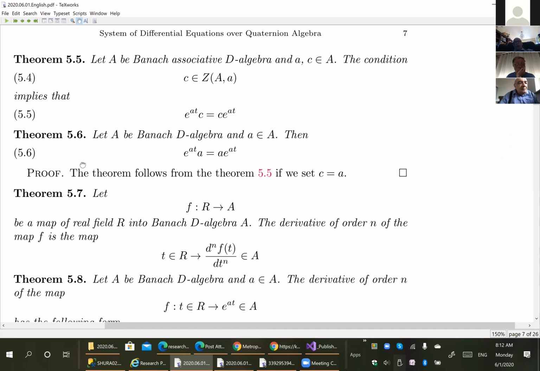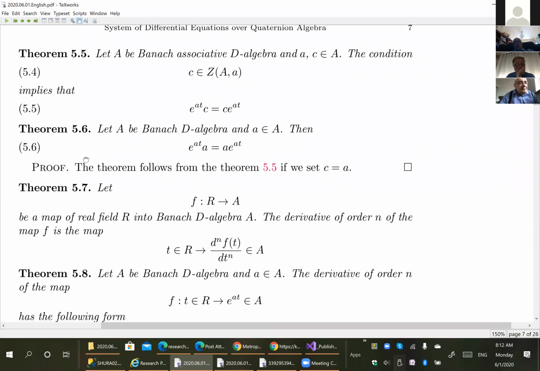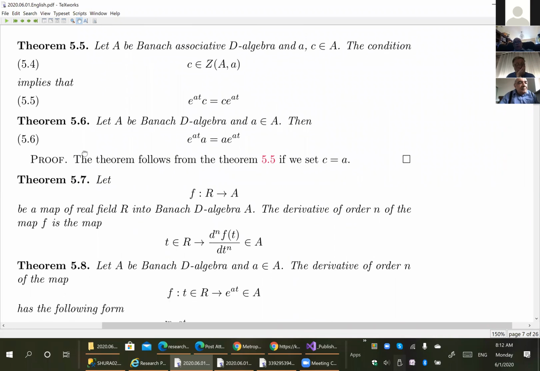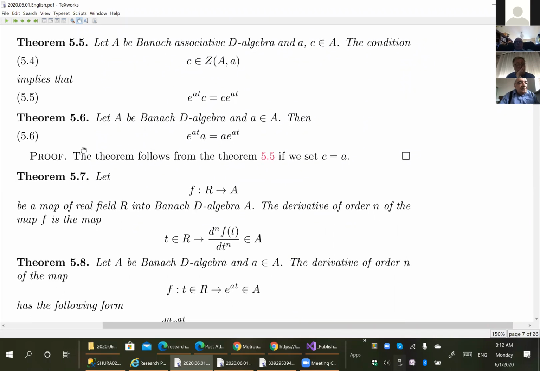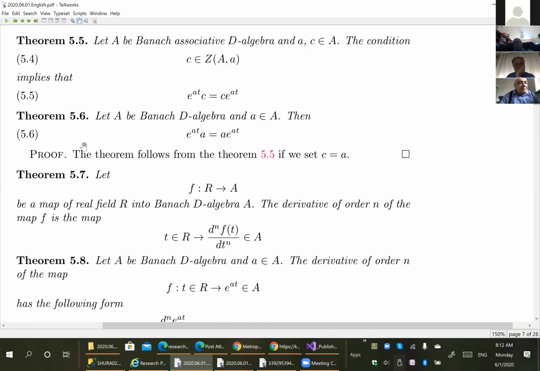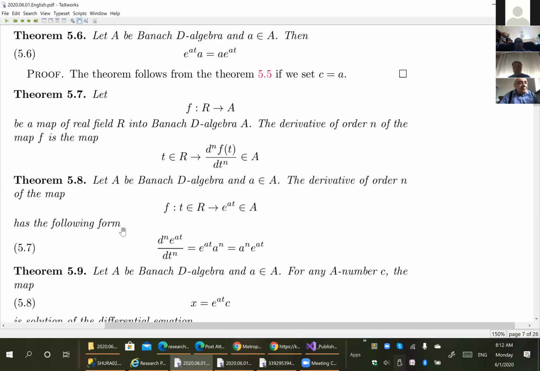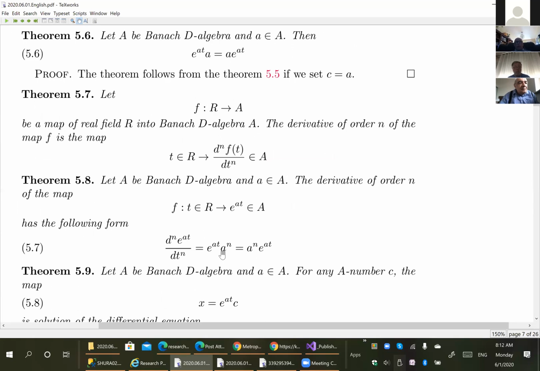In non-commutative algebra, in general, the derivative is a tensor product. But when I have a map from a real number to algebra A, then any order of derivative will belong to algebra A. In particular, we can prove the equation that is known from commutative algebra: any order derivative of the exponent is the exponent times a to the power n. And a to the power n I can write on either side, on the left or on the right.